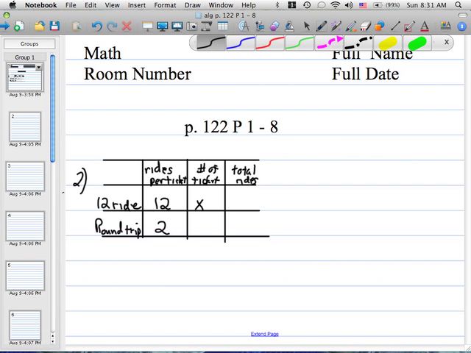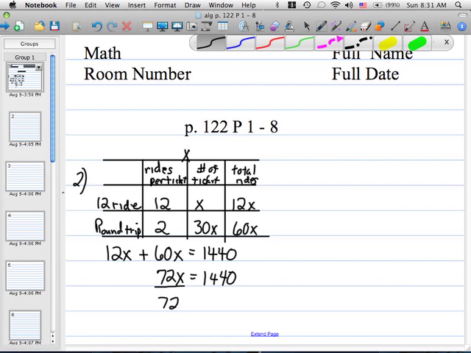And there were 30 times as many round trips, so that'd be 30X. So the total number of rides is 12X for the 12 ride tickets, and the total number of rides for the round trip would be 60X. Multiply them together. The equation comes from the second sentence. The total number of tickets sold represented 1,440 rides. So we take all the 12 ride tickets, which is 12X, add it to all the round trip tickets, 60X. It totals 1,440 rides. Those are like terms, so we add them together and we get 72X equals 1,440.